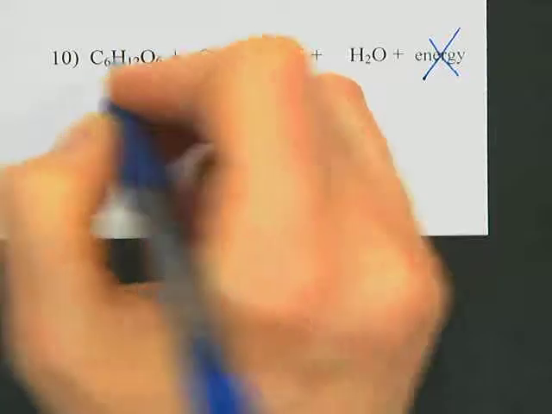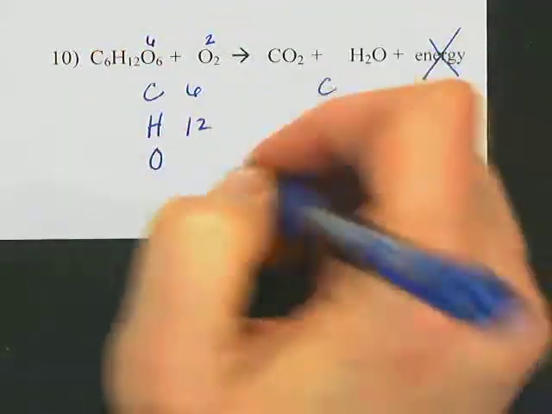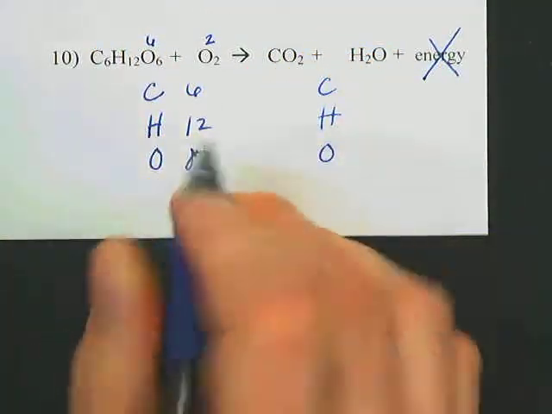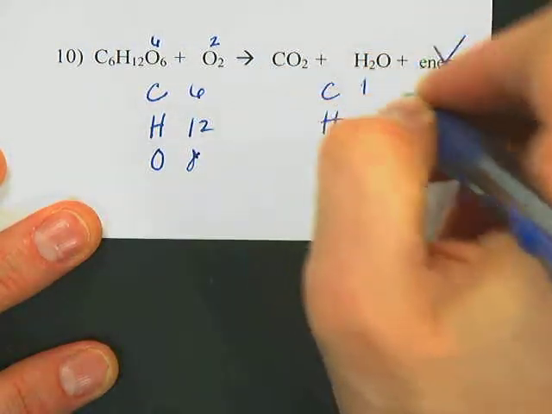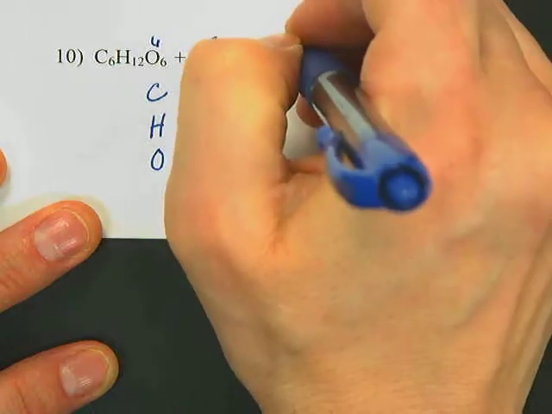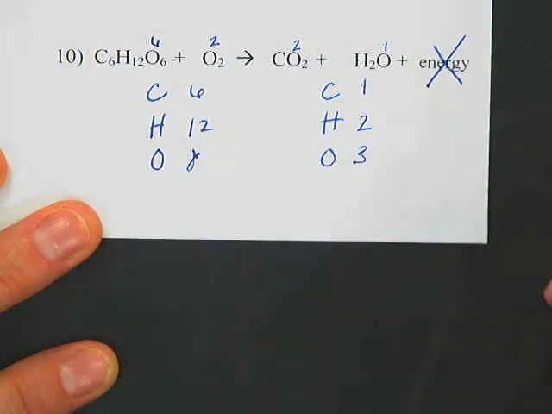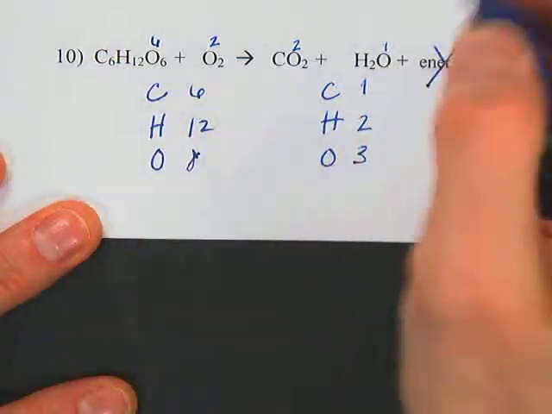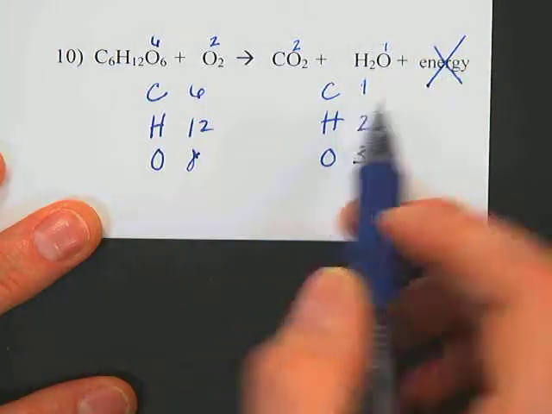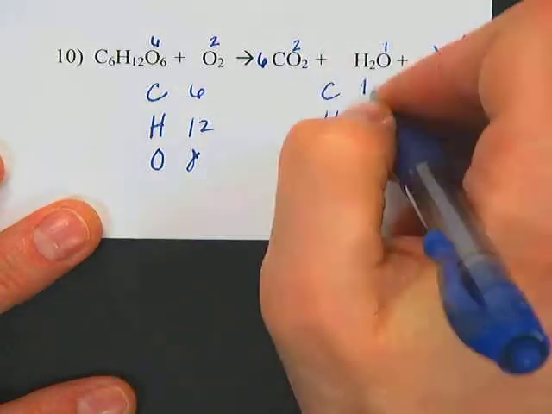So again, C, H, and O are the three elements that are on the reactant side. They are also the 3 elements that are on the product side. So on the reactant side, we have 6 carbons, 12 hydrogens, and then 6 oxygens here and 2 oxygens here, which means that we have 8 total oxygens on the reactant side. On the product side, we have 1 carbon, 2 hydrogens, and 2 oxygens here and 1 oxygen here, which means that we have 3 total oxygens on the product side.